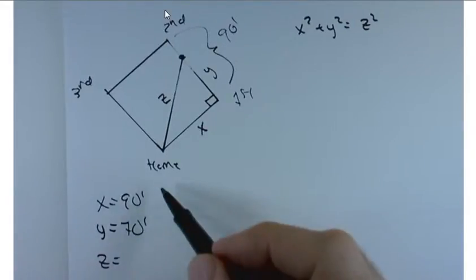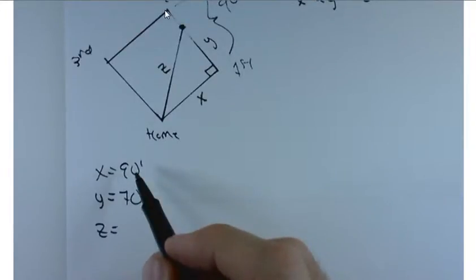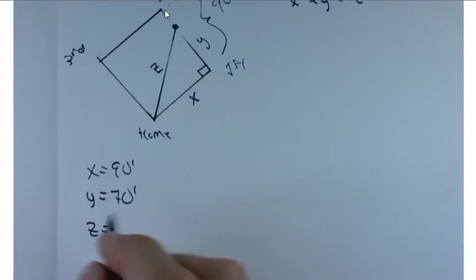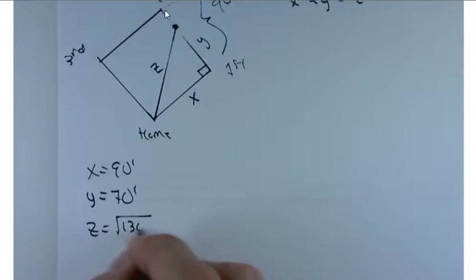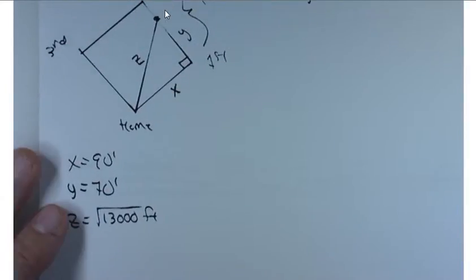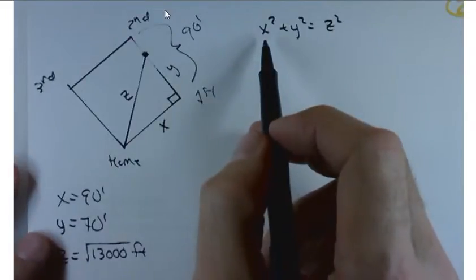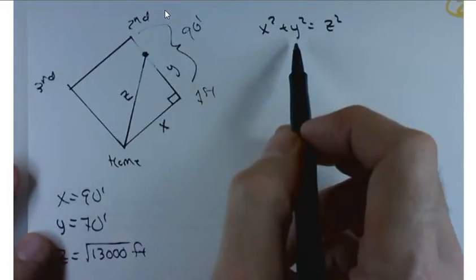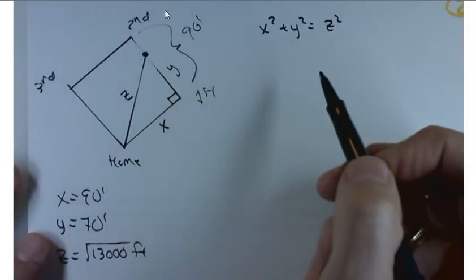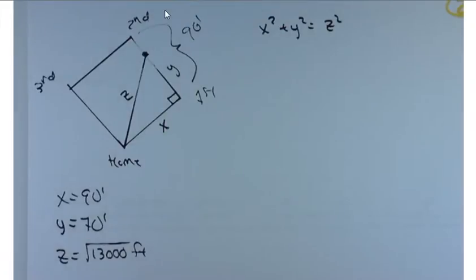So that means 90 squared plus 70 squared, 8,100 plus 4,900, that's 13,000. So this should be this. Let's just call this the square root of 13,000 feet, right? Pythagorean theorem, right? 90 squared plus 70 squared. 90 squared is 8,100 plus 4,900, 13,000. Take the square root on both sides. Okay. Now, let's see what else we know.